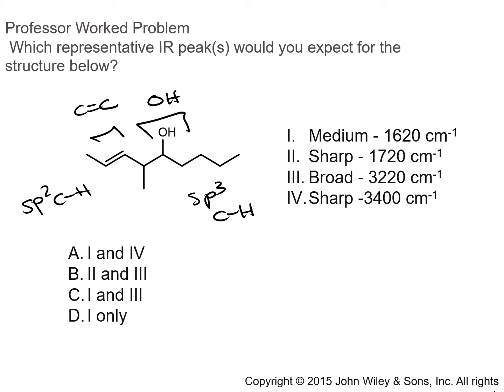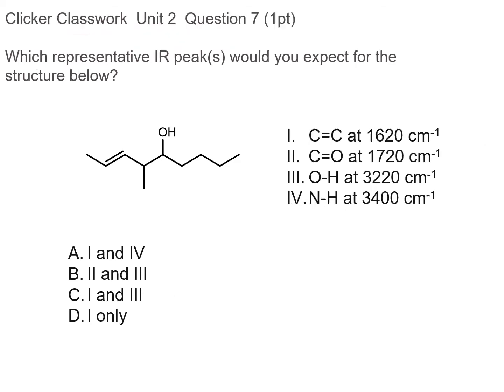So I have a medium peak around 1600. That's where we'll see our carbon-carbon double bonds. Sharp peaks around 1700, that's a carbonyl, so that's not going to be relevant to us. A broad peak around 3200, that will be OH peaks, and sharp peaks around 3400, those are NH generally, so this is not going to be relevant to us. So our correct answer would be C. So using that information, answer the following question.